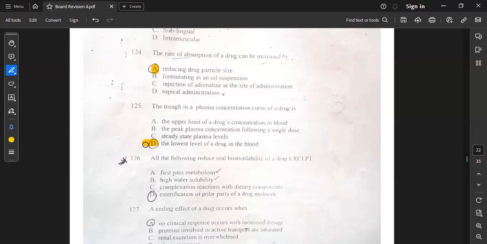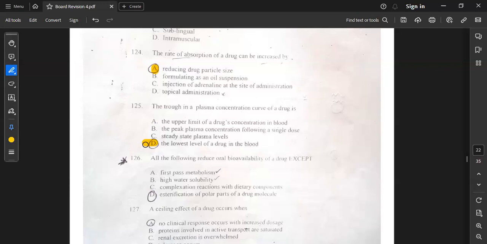High water solubility. If a drug is highly water soluble and not lipophilic, that reduces it. It's more bioavailable if it's lipophilic, right? And if it forms a complex with dietary components, such as tetracyclines combining with milk, that reduces the absorption, right? So esterification of polar parts of a drug molecule, I don't know how that will affect oral bioavailability.